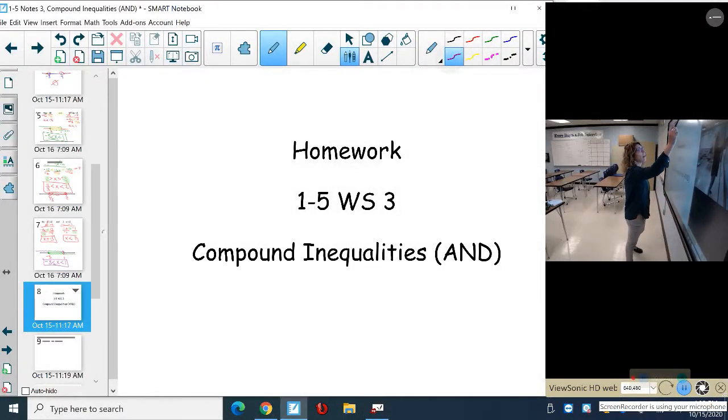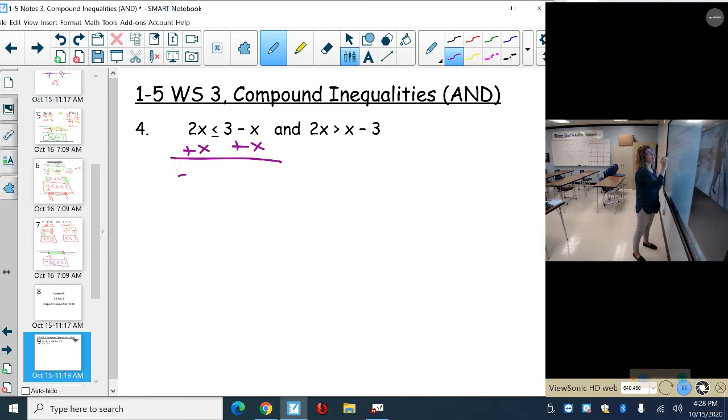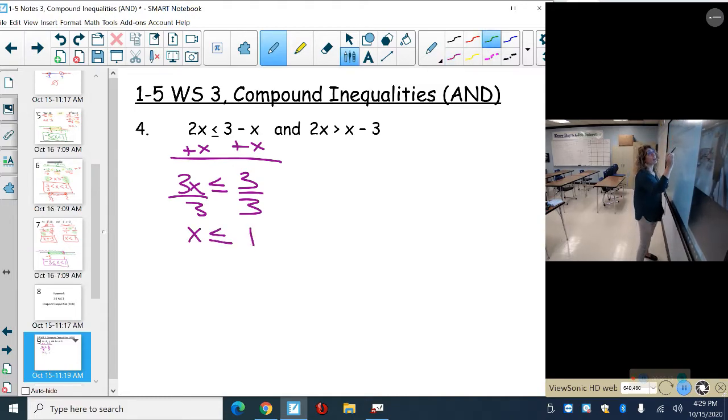Okay, guys, we're going to go ahead and start your homework, which is the 1-5 worksheet 3. Number 4, how do I solve this? I'm going to add x to both sides, and I have 3x is less than or equal to 3. Divide by 3, and I have x is less than or equal to 1. Go to the other side, subtract the x, and I have x is greater than negative 3.